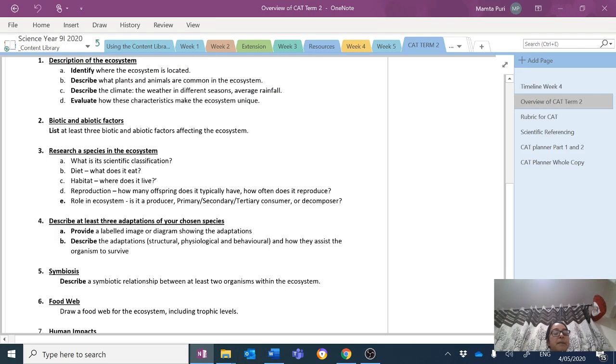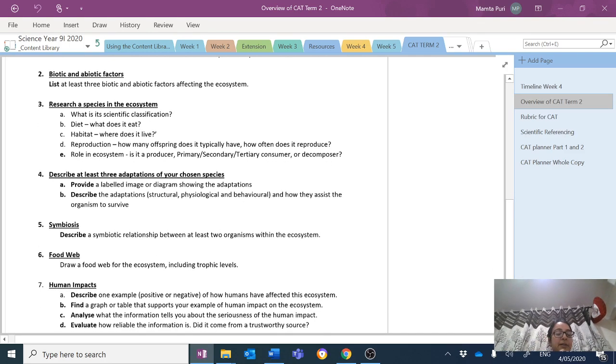Second point, biotic and abiotic factors. You need to describe what kind of factors you can find in your ecosystem, what kind of non-living things and living things might be seen in your ecosystem. Okay. Third thing, research a species in the ecosystem.